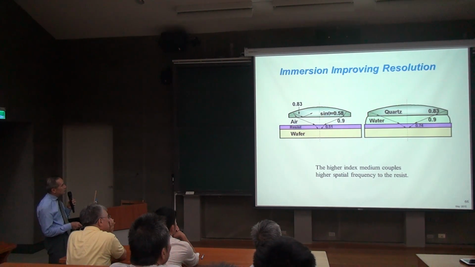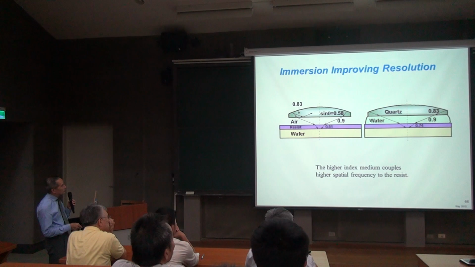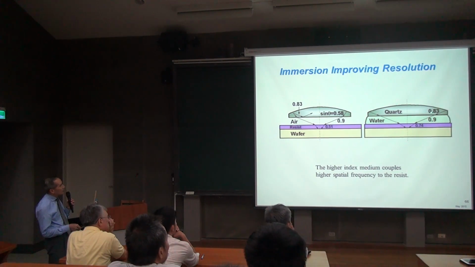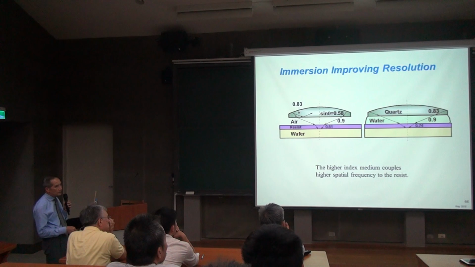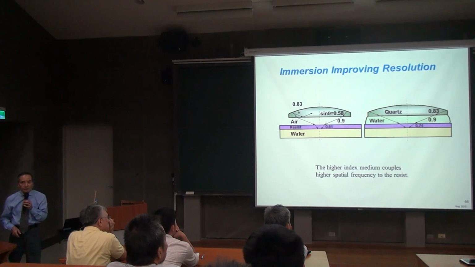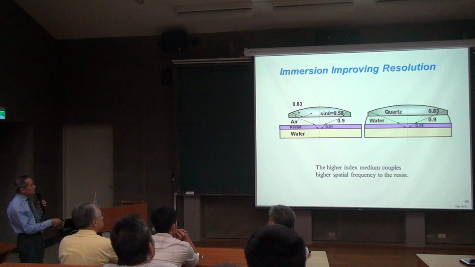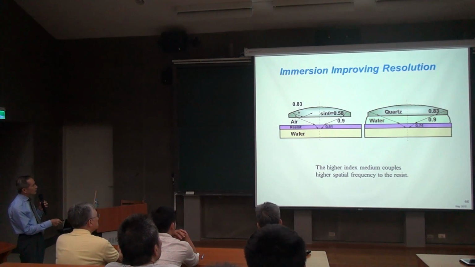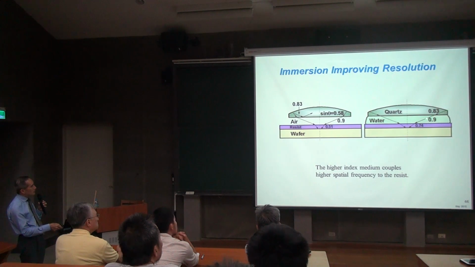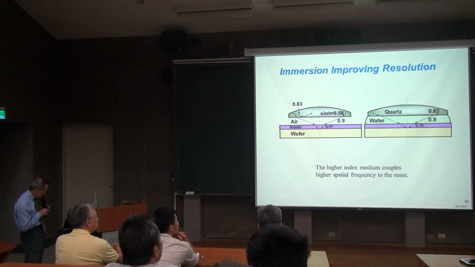Now, with the water in there, your 0.83 light will not be totally internally reflected. It passes through, and then you get it resolved on the resist. So it's just very simple. Before that, it was just rejected when you have the wrong medium in here. When you put the right medium in there, it lets the light go through and it gives you the resolution.